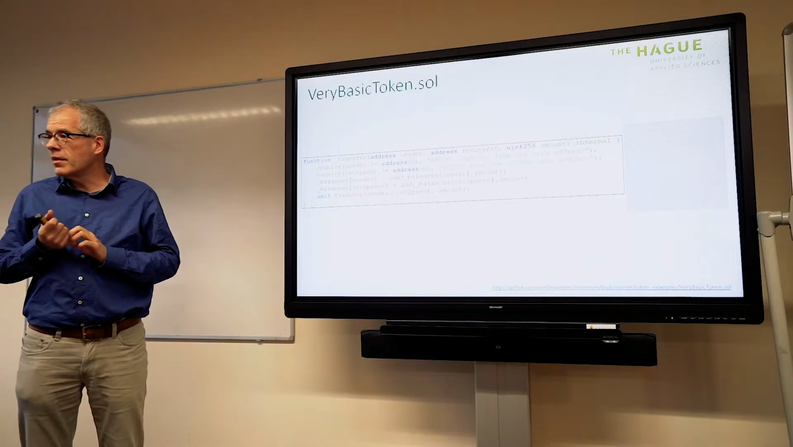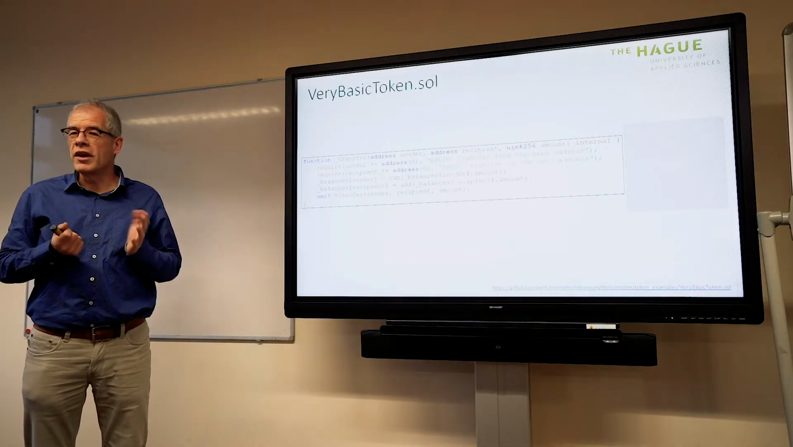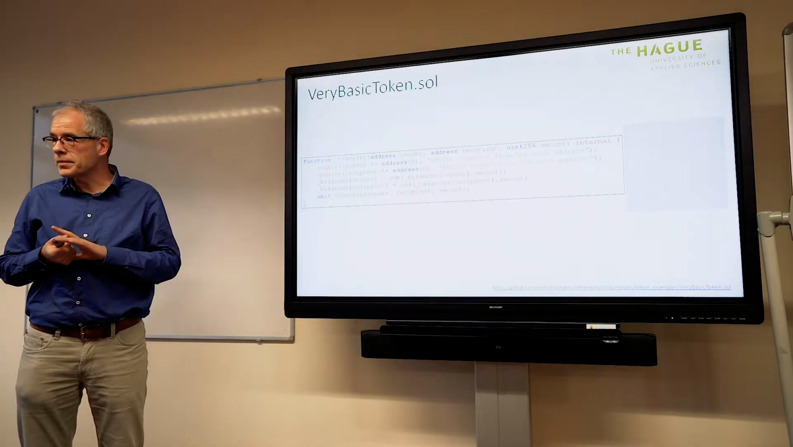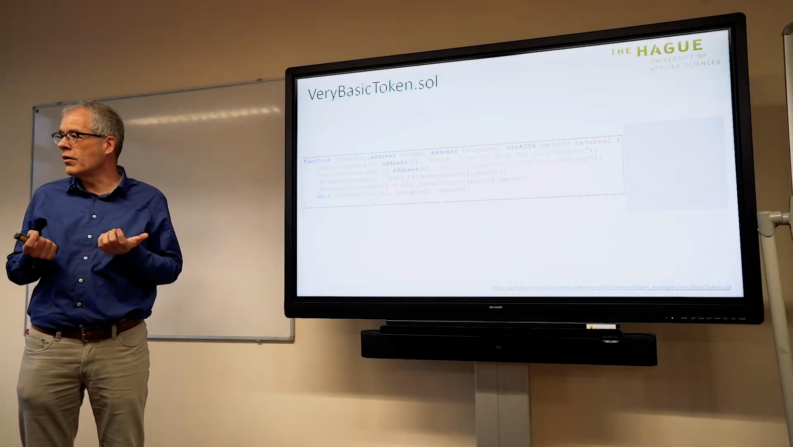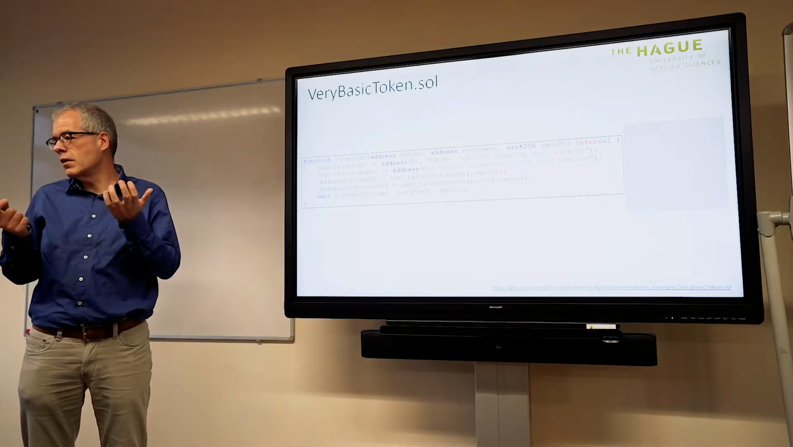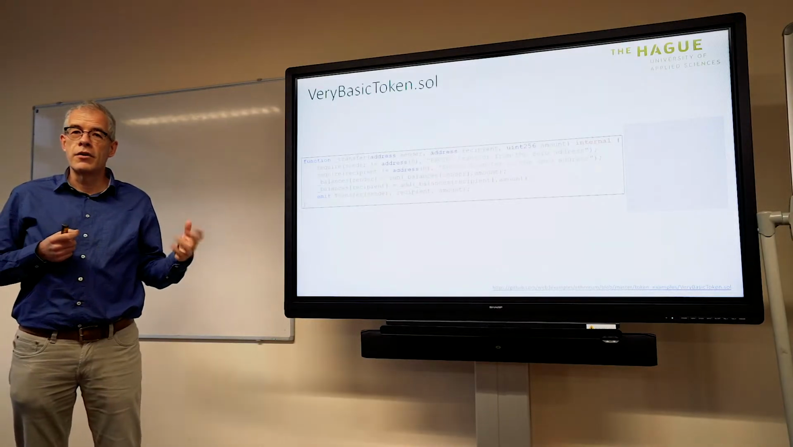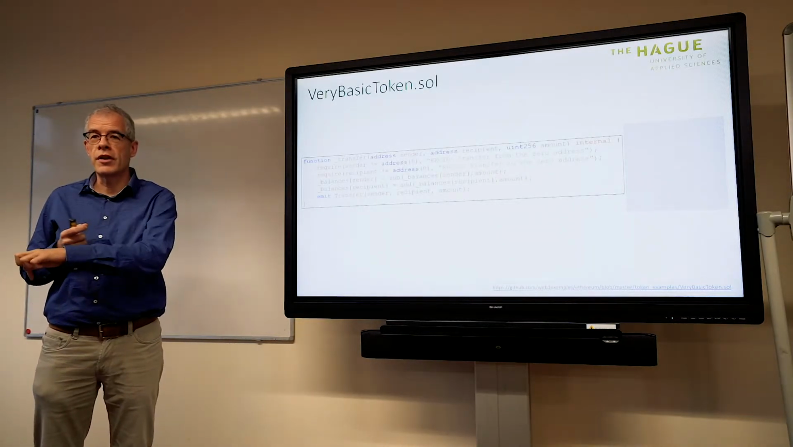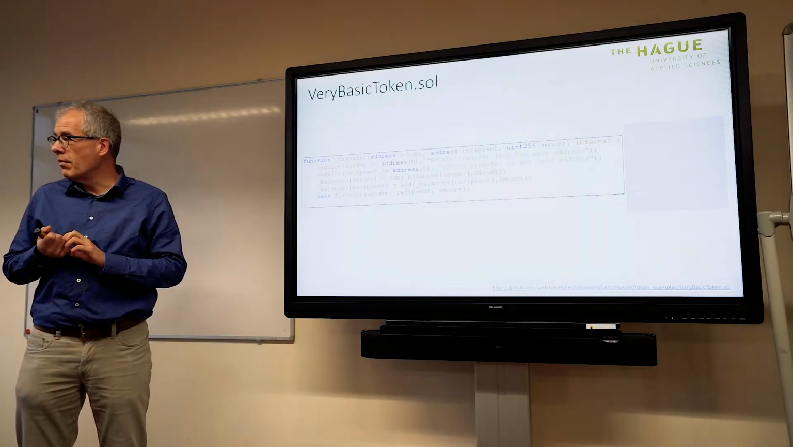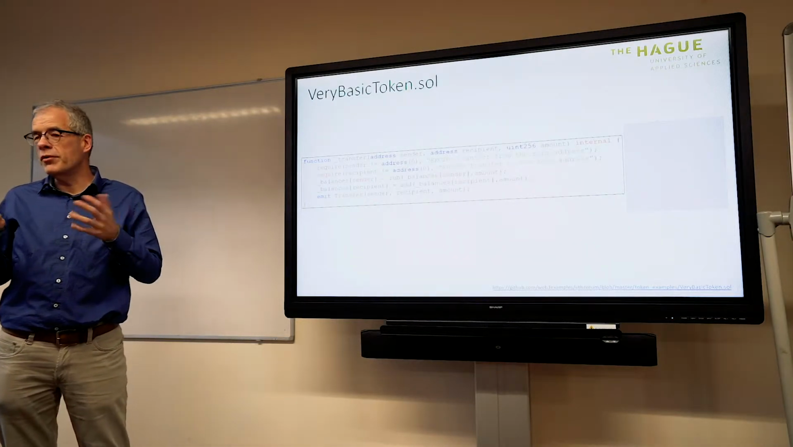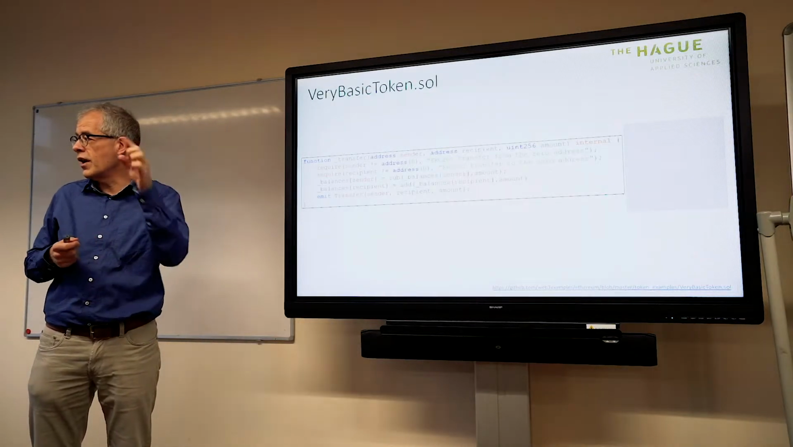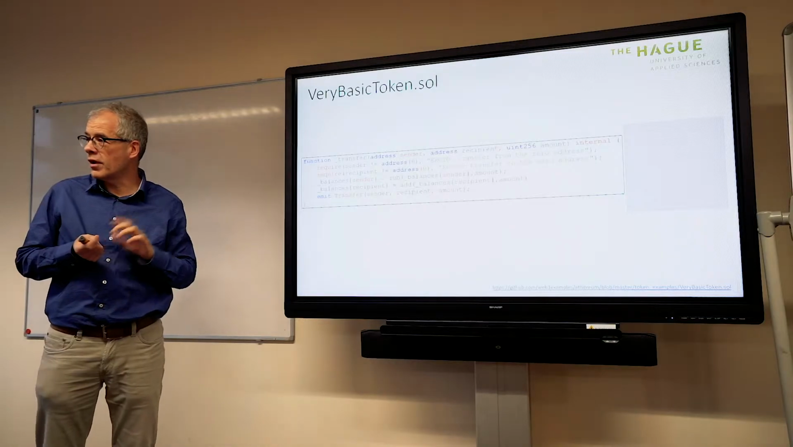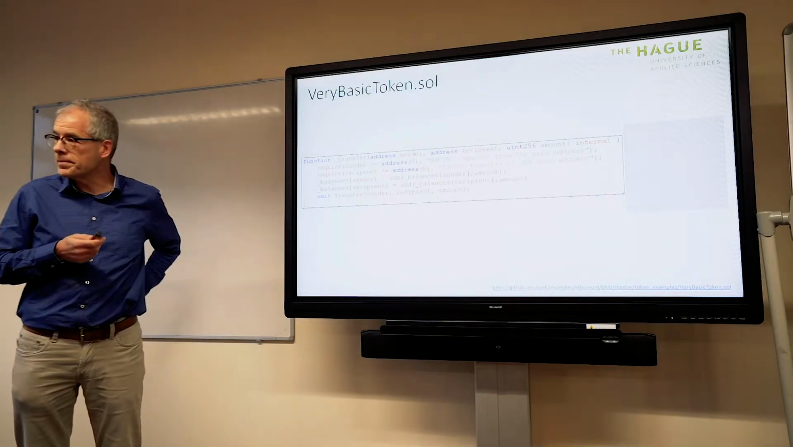So that's not really straightforward. Of course you have well-known contracts with pretty well-known tokens, and the big wallets check those addresses. But for example, MetaMask, if you create a new token, does not know that token yet. So you have to explain it to MetaMask. We're going to see that later.